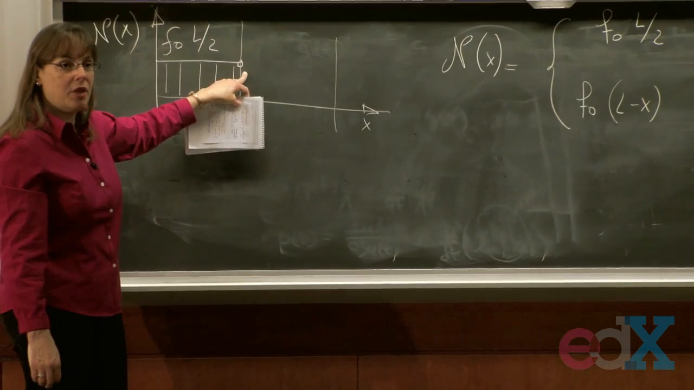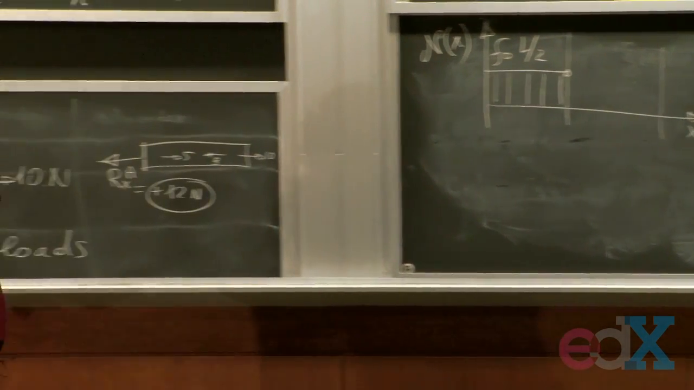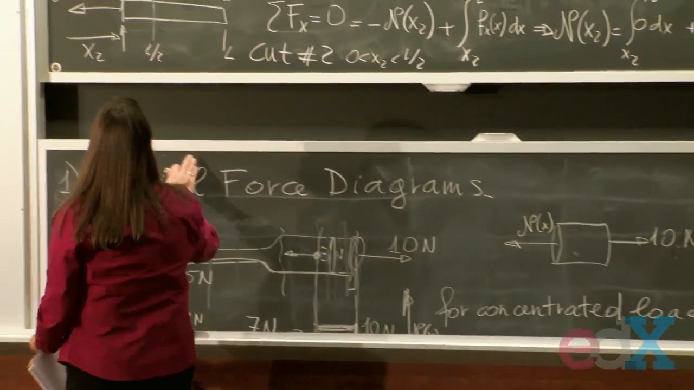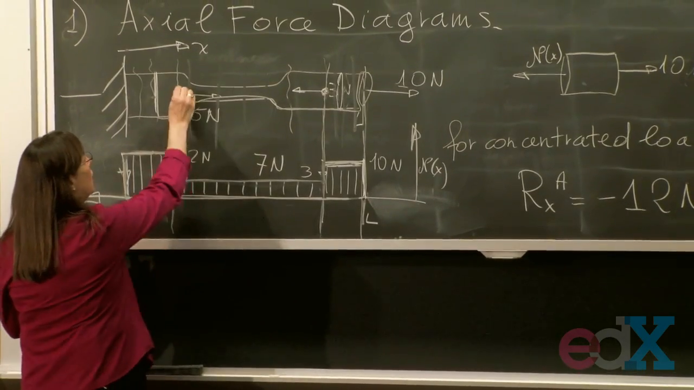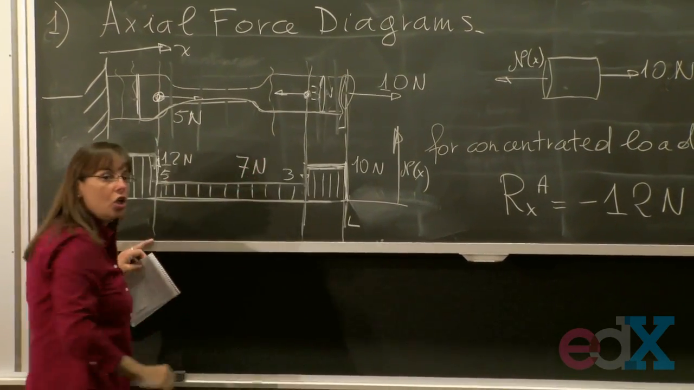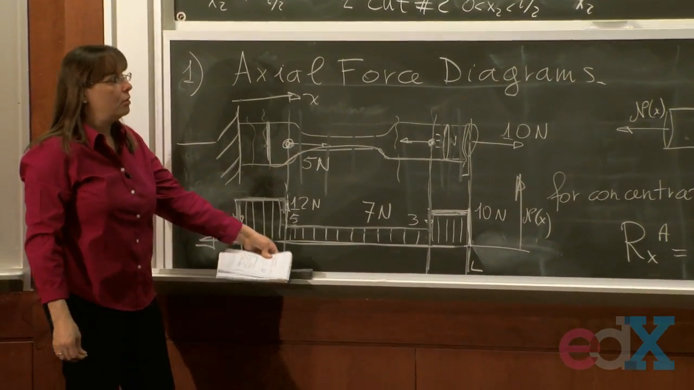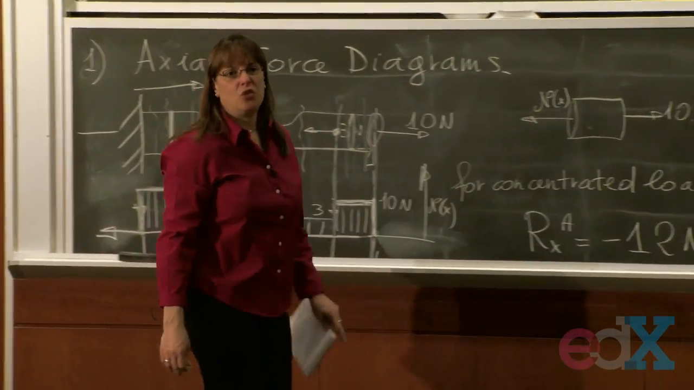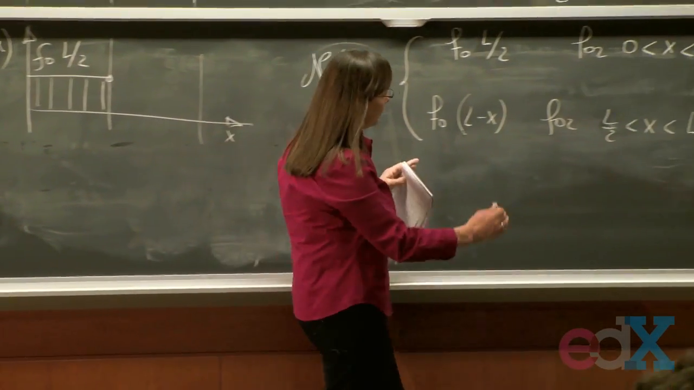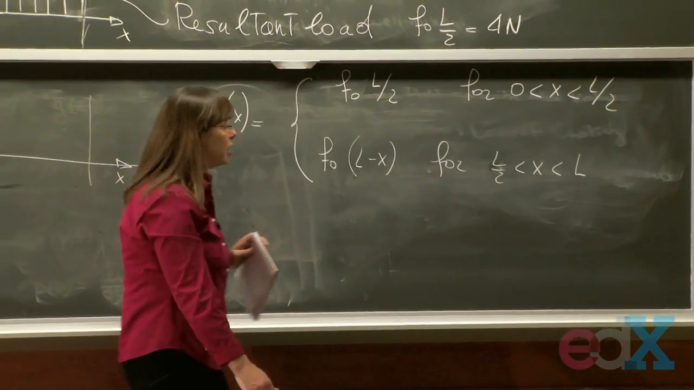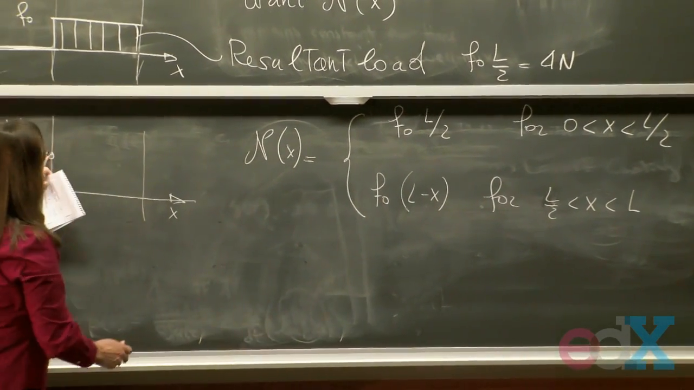Why do you find the same thing? Because there is no concentrated load at L over 2. The only time your n of x diagram jumps is if you have concentrated loads. Concentrated loads make the axial load jump. They don't like to jump. Nobody likes to jump. I don't like to jump. So there is no reason to jump here, and indeed, it doesn't jump. At x equal L over 2, you still have f0 L over 2.